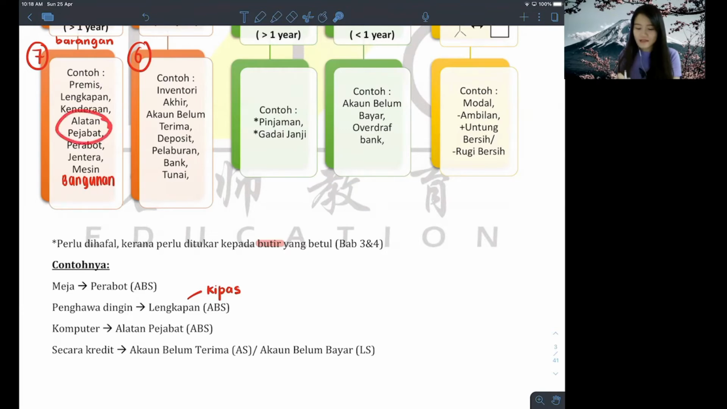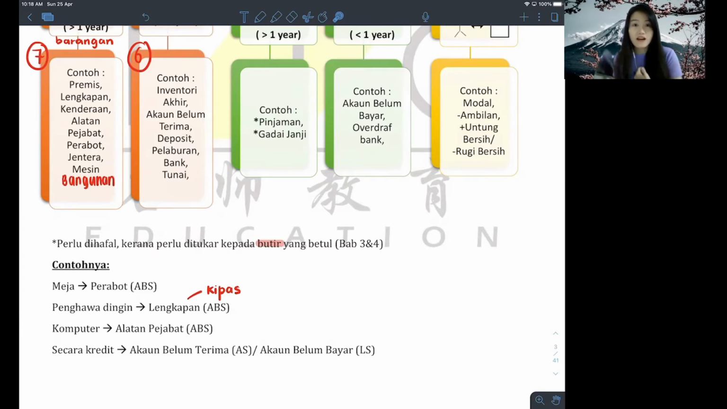Now, alatan pejabat is the thing that most students will forget. So every time I teach in my normal class, I make my students think about what to slot them under. When you think about office, it's a bit hard because it's a big area, right? So we talk about your office table. You have surely seen dramas before. So on an office table, what do you see?